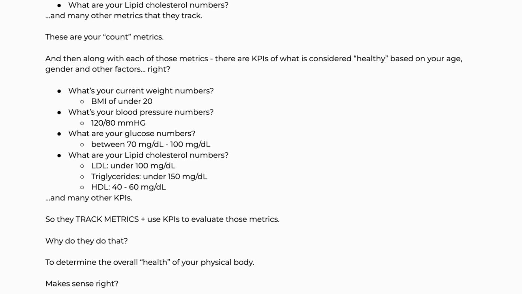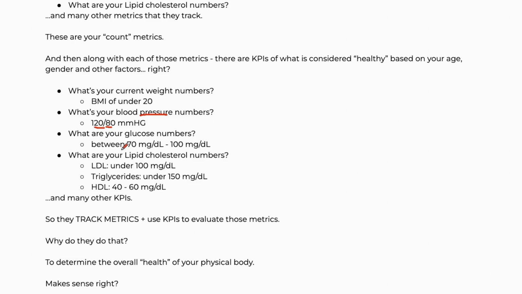They say, okay, cool. Hey, what are your weight numbers? Your BMI should be, let's say, under 20, right? Your blood pressure, the expectation, the KPI, is 120 over 80, right? What are your glucose numbers? Hey, somewhere between 70 and 100 milligrams per deciliter. They shouldn't be more than that. If they're more than that, we got a problem, right? You're not healthy, right? What are your lipid cholesterol numbers?